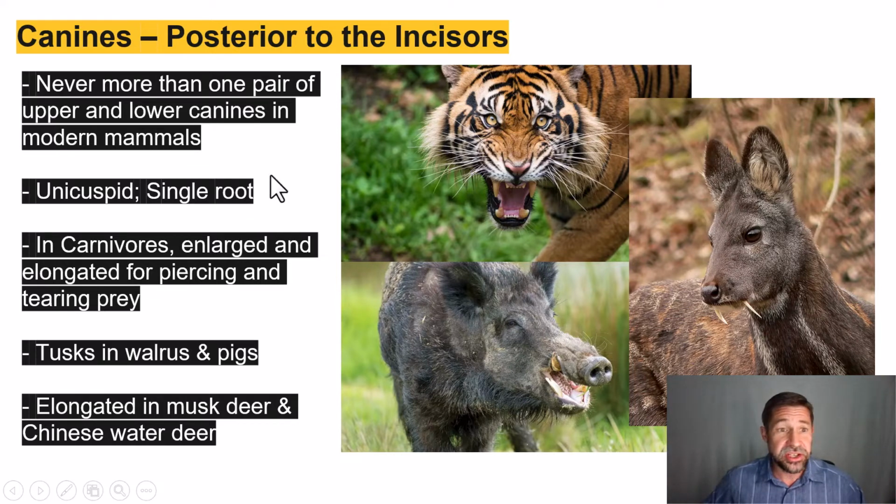They're especially pronounced in the carnivora, like you can clearly see here in this tiger, for piercing and tearing prey. Let's see, canines comprise the tusks in walruses and the Suidae, the pig family. Surprisingly, we even see elongated canines in some deer, like the musk deer of Southeast Asia, as well as the Chinese water deer in the Yangtze Basin and Korea.